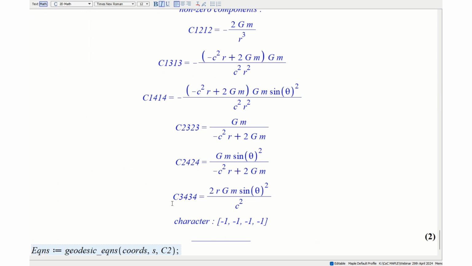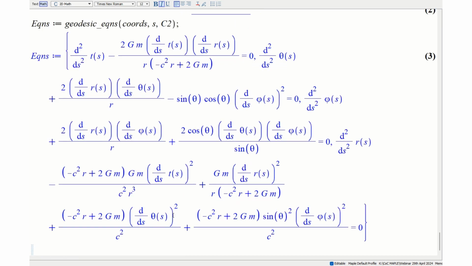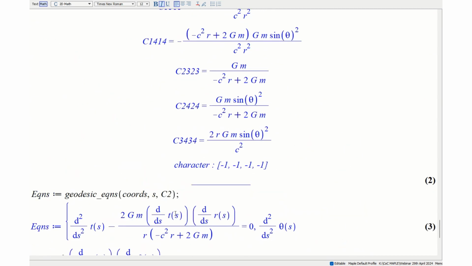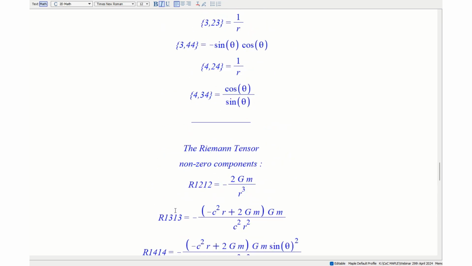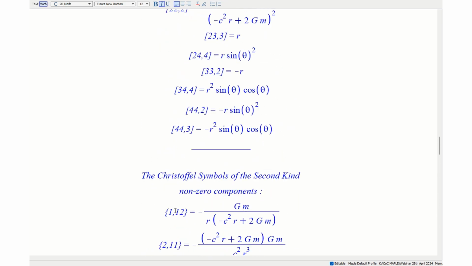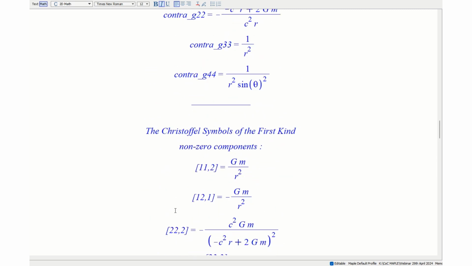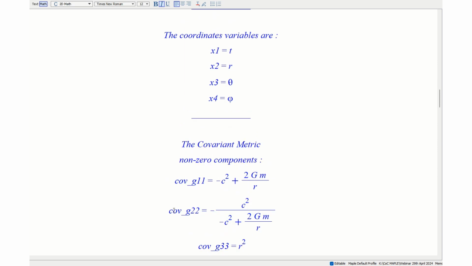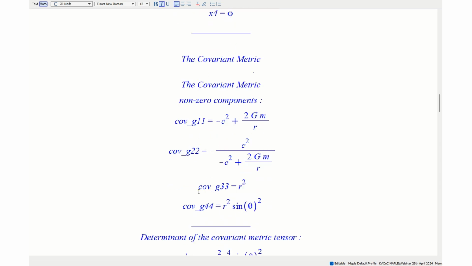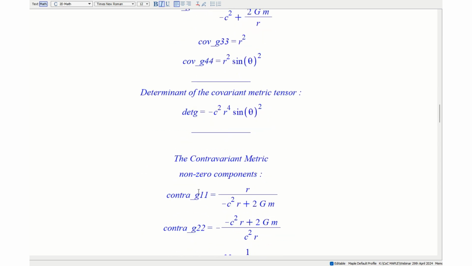So everything is displayed here. The last command I am running is the geodesic equation, and then I'll scroll to show you the entire file. So here you can see the parameters that we have entered are t, r, theta, phi, and the covariant metric non-zero components that we have entered, which was for the Schwarzschild solution.